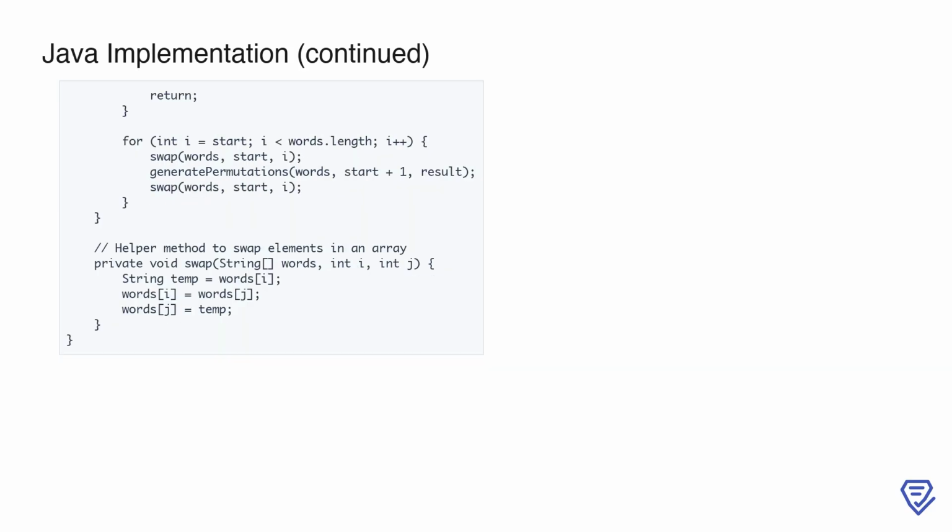The generate permutations method is implemented here as a recursive function that generates all permutations of the input array. When we reach the base case, where the start index equals the array's length, the current permutation is added to the result list. To explore all permutations, we use a loop to swap the current start element with each subsequent element, recursively generating permutations for the rest of the array. After processing each recursive call, we swap the elements back to restore the original order, ensuring no side effects for future iterations. Lastly, the swap method is a simple utility function that exchanges two elements in the array, facilitating the reordering required for permutation generation.